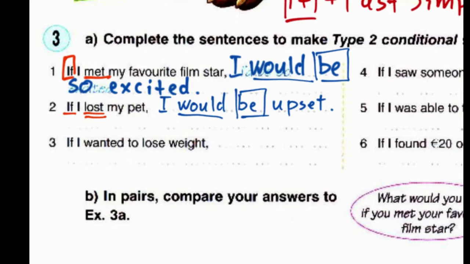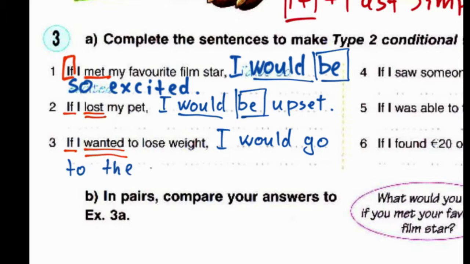Here and here. Number 3, if I wanted to lose weight, again, imaginary situation. In reality, I don't want to lose weight. I am not going to lose weight. But if I wanted, past simple, then I would go to the gym. And that's it. And here in the main clause, I have this modal verb. And of course, present infinitive without to.